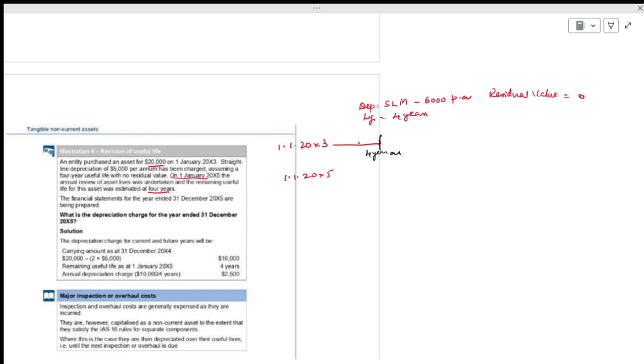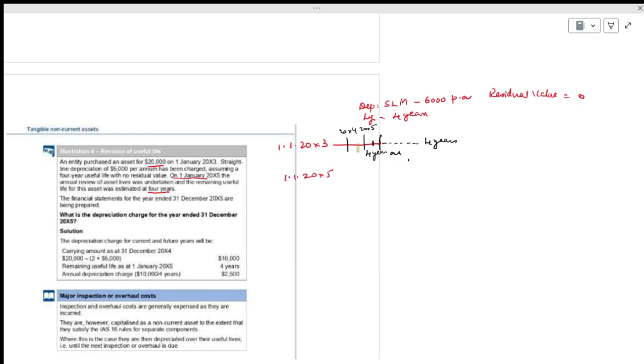2003, this is 2004, and this is 2005. After 2 years, they have said that still some years are there. The remaining useful life was estimated at 4 years. Means how many total years are there? It means 2 plus 2. Understand the point?